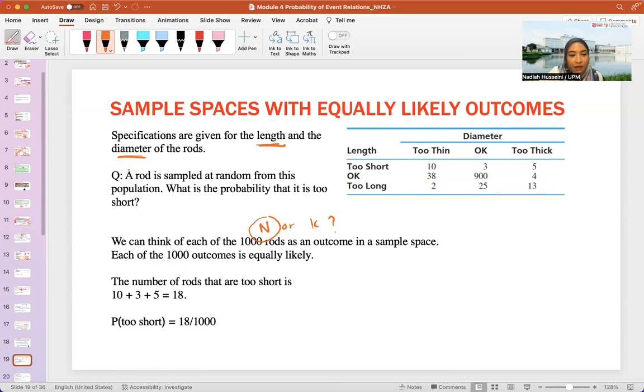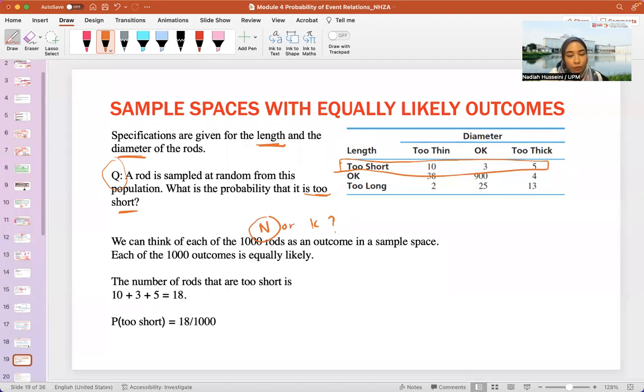Sorry, I forgot, the question is over here. A rod is sampled at random from this population. What is the probability that it is too short? Okay, too short, so we are talking about this side. I pick a rod at random. What is the probability that it is too short? So I have to figure that out.